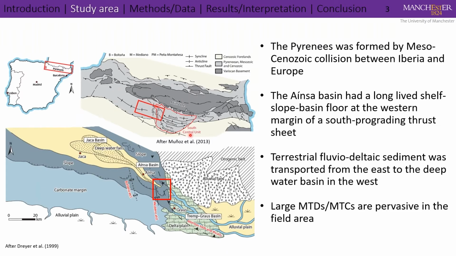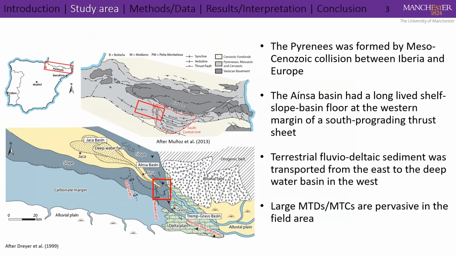And on the southern margin of the Pyrenees, we had this south propagating foreland basin that had an axial depositional system that was shallow in the east and had fluvial deltaics in the east, which delivered sediment towards the west to a deep water basin over here. And that deep water setting is joined by a slope and canyon system, which today we call the Aínsa basin.